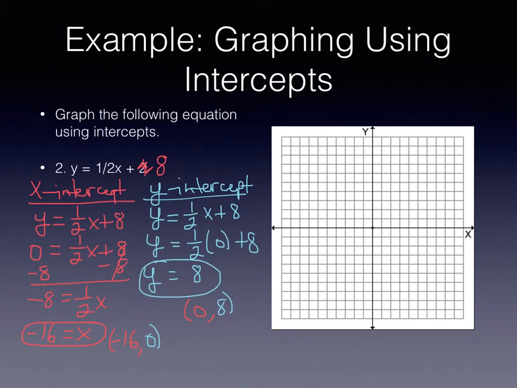Now, if you count there, you realize I don't have 16 spaces. And that's okay. We can count then by 2s. Now, if I count by 2s on the x, I'm going to count by 2s on the y. So I'm really going to go over only 8 spaces, which puts me right here. So that's my x-intercept. Then I go to my y-intercept of 8. So remember, we're counting by 2, so I'm really only going up 4.